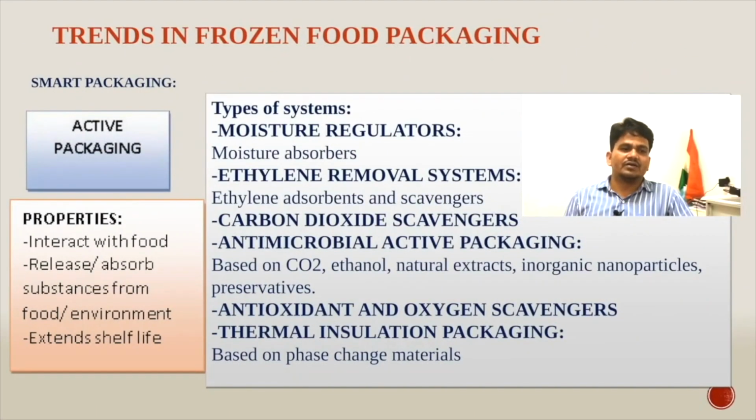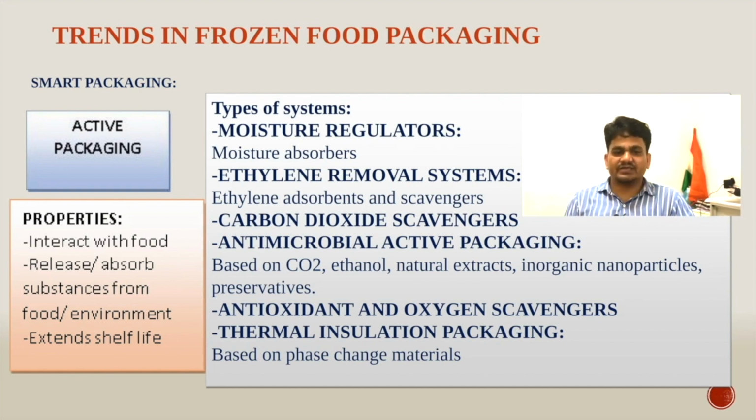In this slide, we try to understand the trends going on, especially in frozen food packaging. In terms of smart packaging, and another component, active packaging. In active packaging, we can see different kinds and types of systems. First, the moisture regulators, which are generally governed by moisture absorbers. Ethylene removal systems, which are governed by ethylene absorbers and scavengers. Carbon dioxide scavengers.